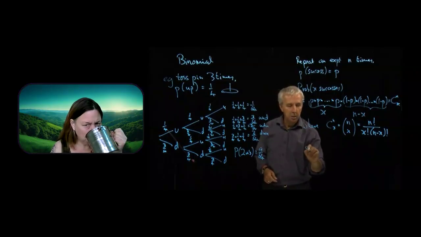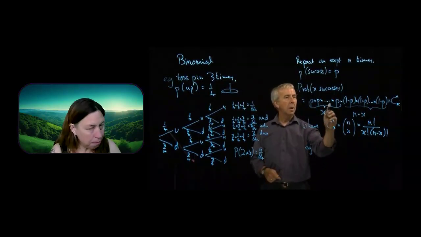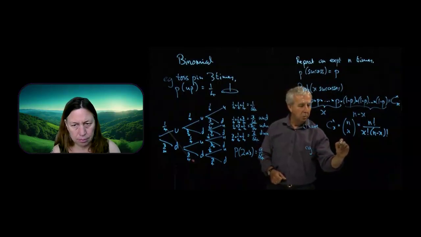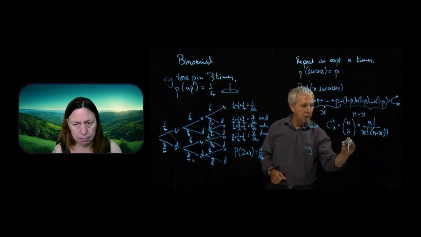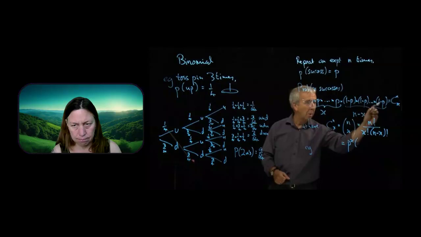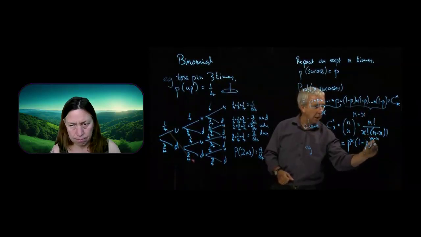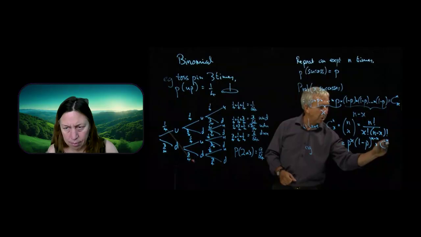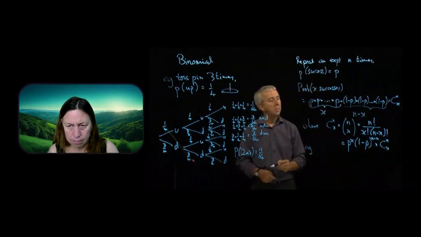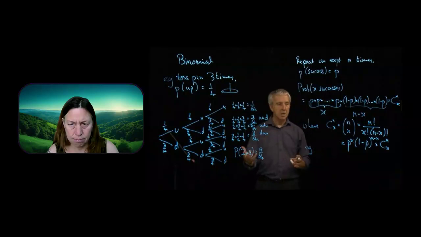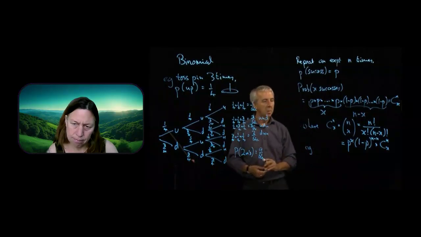Going back here, we'd have p to the power x. Well, let's first of all summarize this. P to the x, 1 minus p to the n minus x, times n choose x. That's the binomial formula for working out the probability of getting x successes in n experiments.